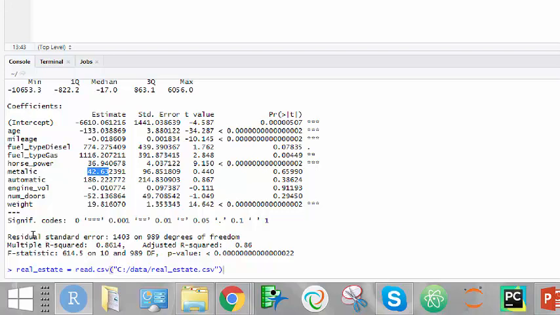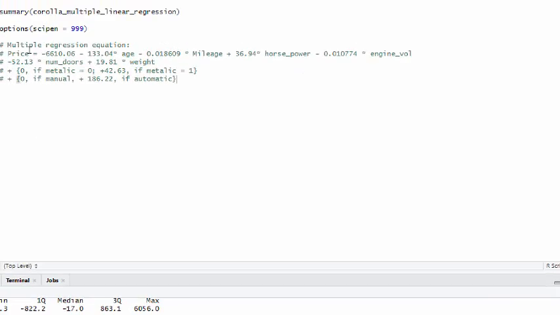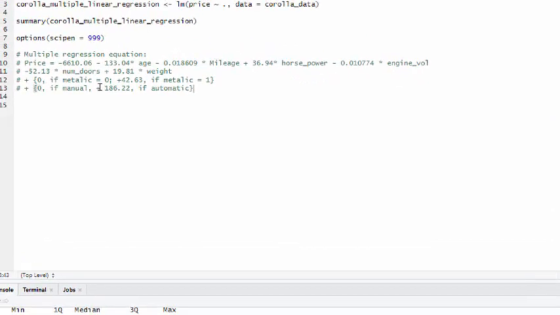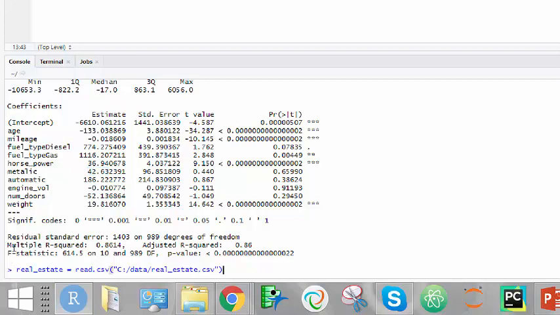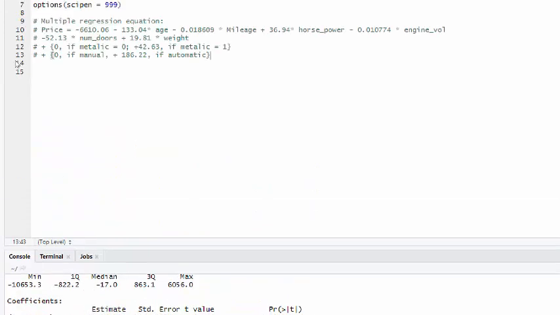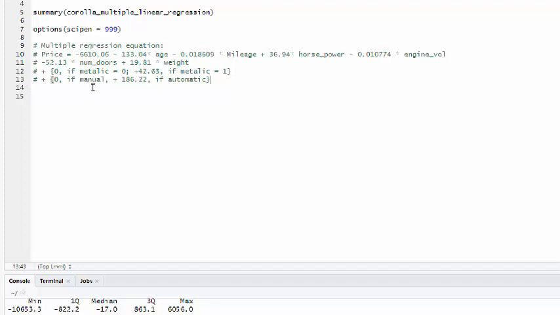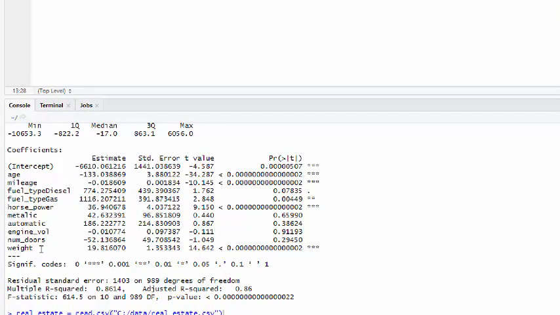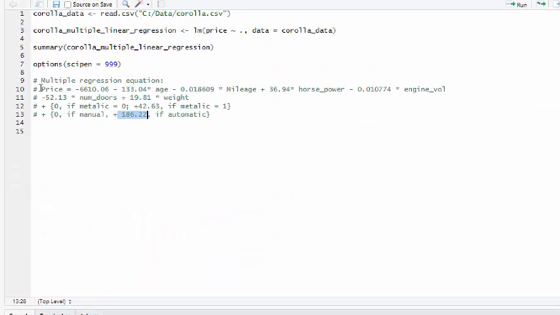Why? Because the variable metallic was encoded in my data as 0, 1. 1 if it is metallic and 0 if it's any other color, right? And a similar situation was with transmission type, right? We had manual or automatic. The variable was called automatic, okay? And so we added, if automatic equals 1, that means that the car has an automatic transmission, so we add plus the slope, which is quoted in my output, 186.22, and otherwise 0, that means you have to add 0 to the model, right?